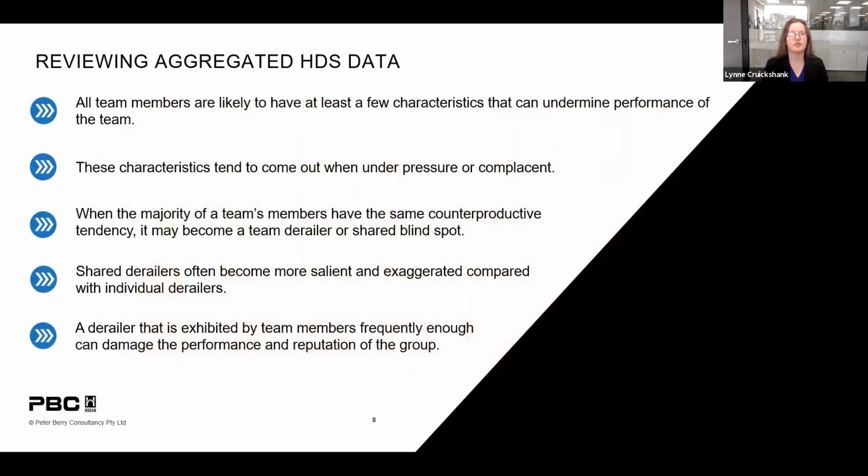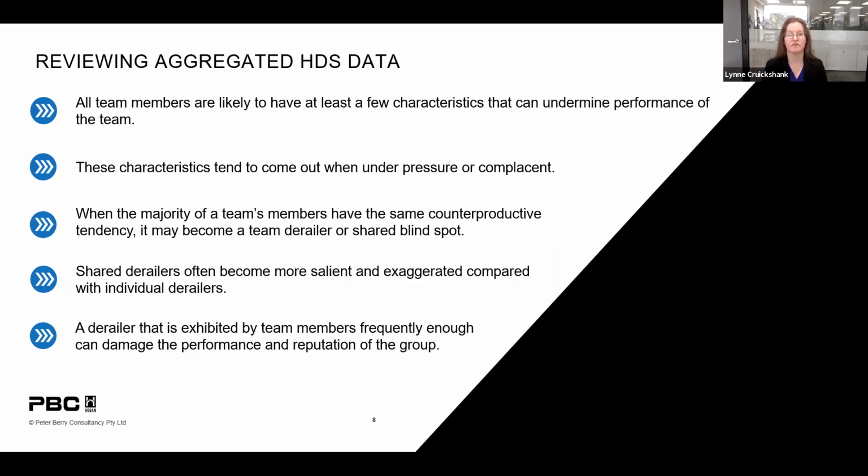So if we move on to the HDS derailers, as you're probably aware, it's not unusual to have team members that have at least a few elevations on some of the various HDS scales. So having some of those characteristics that may undermine the performance of the team. Particularly with the HDS, we're looking at when they are under stress and under pressure. These are behaviours that may interfere with the team's ability to build those relationships, to maintain cohesive relationships and connections with one another, as well as having that cohesive direction when it comes to accomplishing their goals as well.